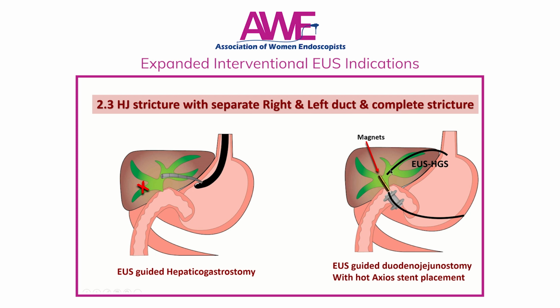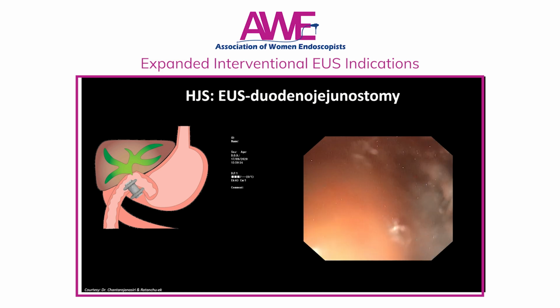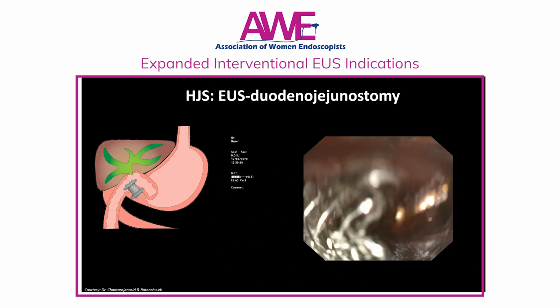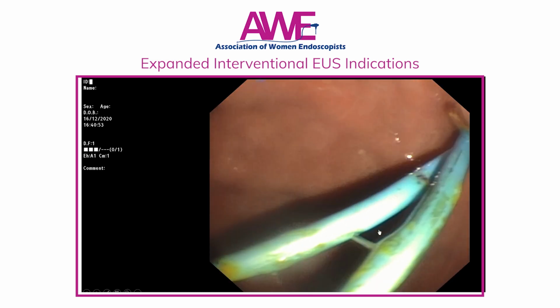And once the HGS anastomosis is being created, the proximal magnet can be delivered through this left intrahepatic duct, and the distal magnet can be delivered through this DJ anastomosis. Here is a video demonstrating a creation of duodenojejunostomy using a hot Axios. And you can see blue water coming out, confirming the location.